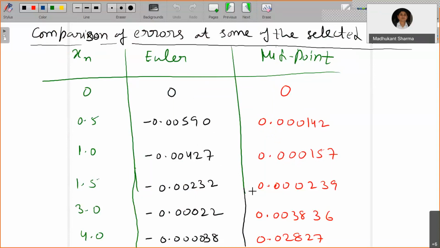At 1.5, it is also okay. But at 3, it is worse. If you go to 4, you will see it is even worse than Euler. So there is a stability issue with the midpoint rule. The error is not monotonically decreasing; suddenly it increases. So how do we check the stability issues for each method?